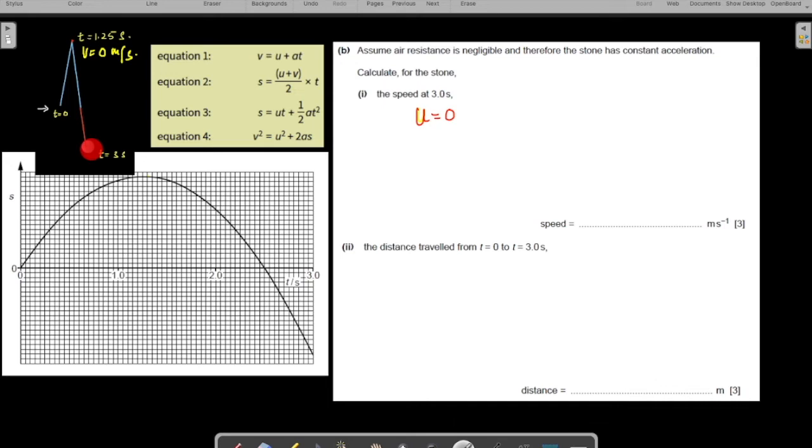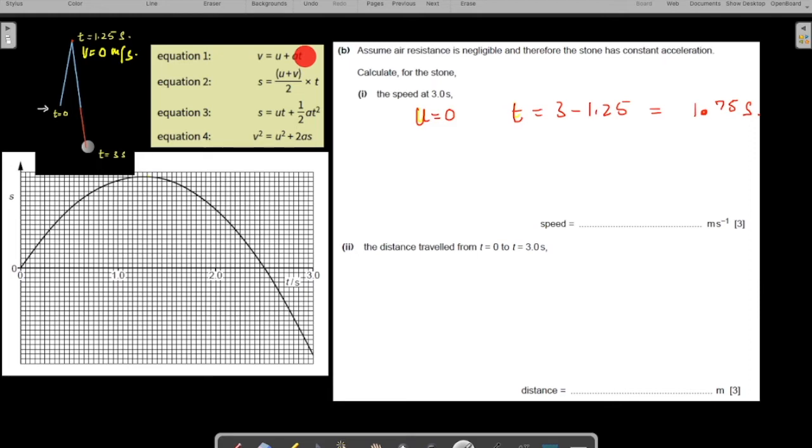What is the time taken to reach this point, starting from this point? The time taken is 3 minus 1.25, which would be 1.75 seconds. So the time from the topmost point to the bottommost point here is this much.